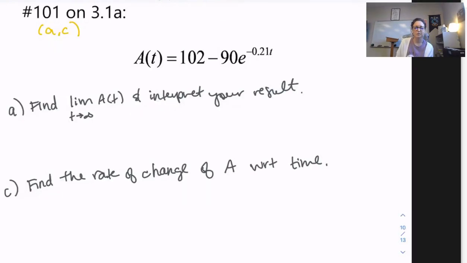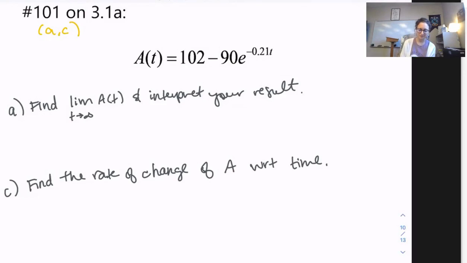All right, so I do want to go over question 101 from the previous assignment. They give us function A of t, which tells us the percentage of the market that has second generation smartphones, I believe, with respect to time, where time t is the number of years after 2010. And part A said, find the limit as t approaches infinity of A of t and interpret your result.